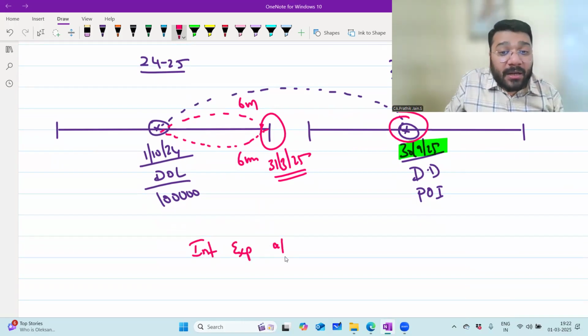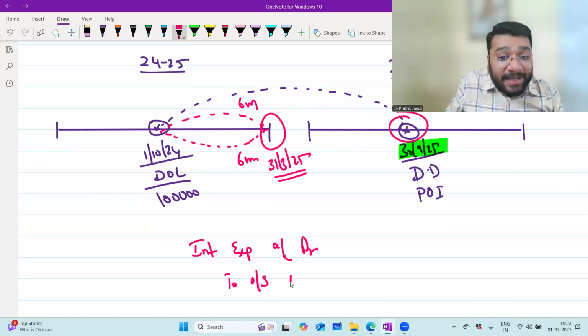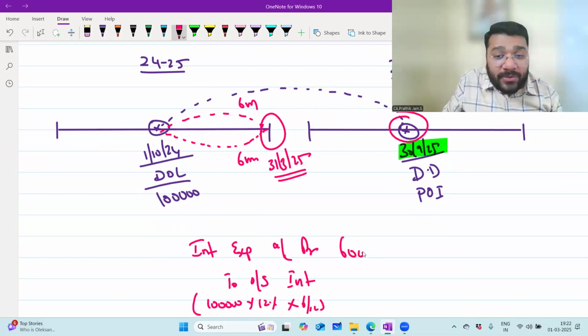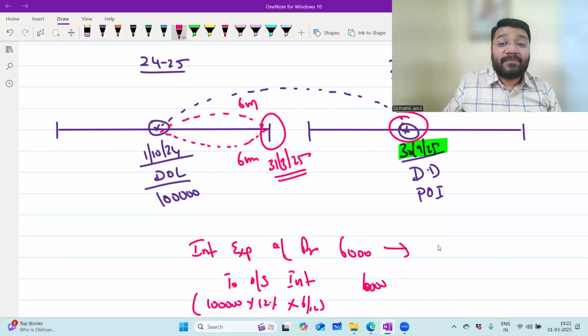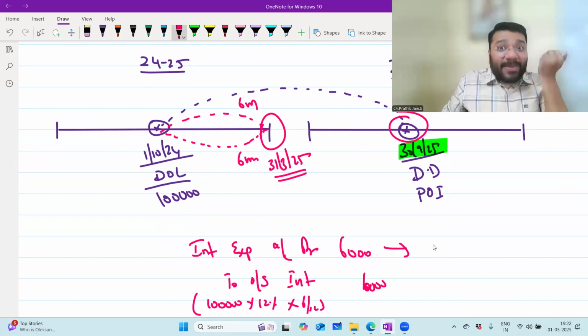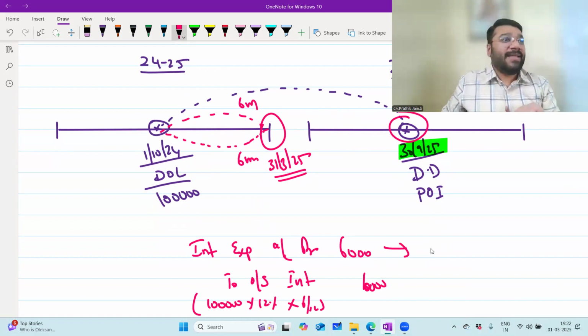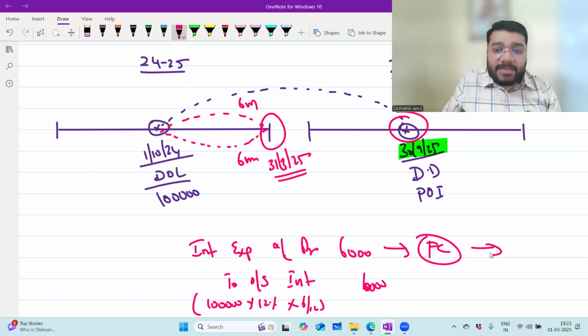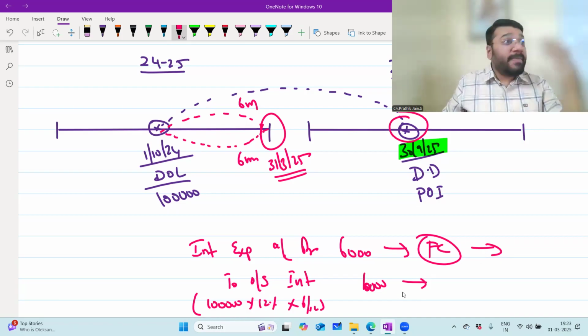So what is the journal entry first? Interest expenditure account debit to outstanding interest. How much? 1 lakh into 12% into 6 by 12. How much? 6,000. So this 6,000, where will you take in the financial statement? P&L, I know. Where under P&L? Finance cost. Wonderful. This is your expenditure, nominal account. It goes to finance cost. Understandable. What is this outstanding interest nature? Liability. Because I have to pay this money in future.